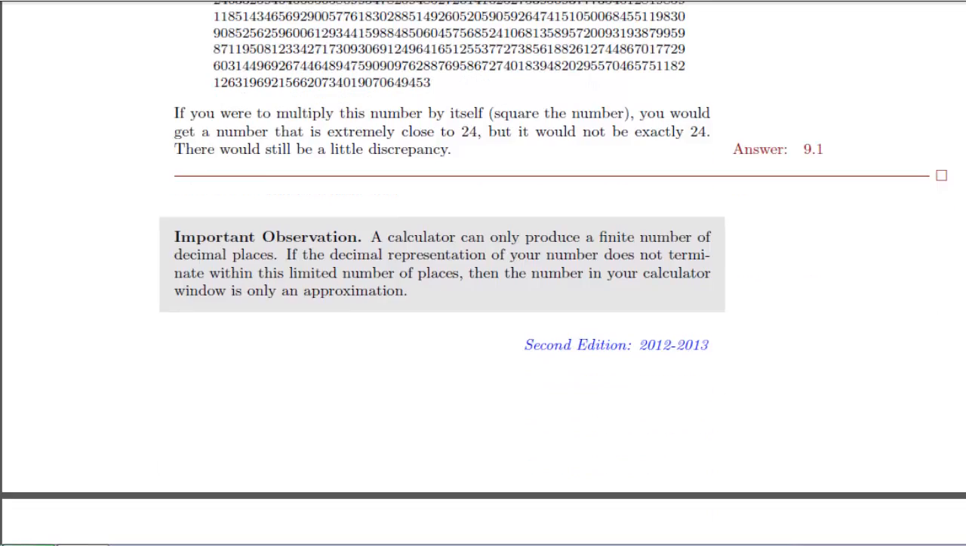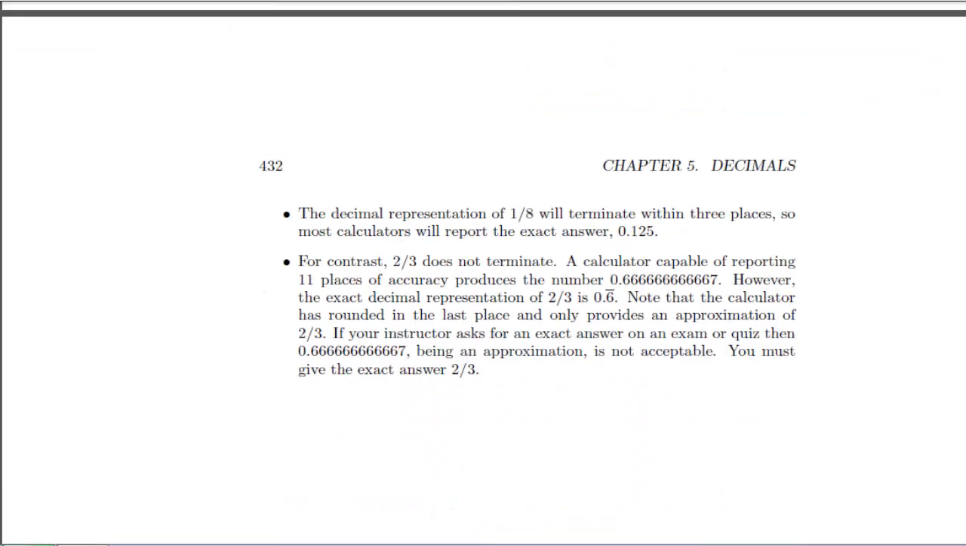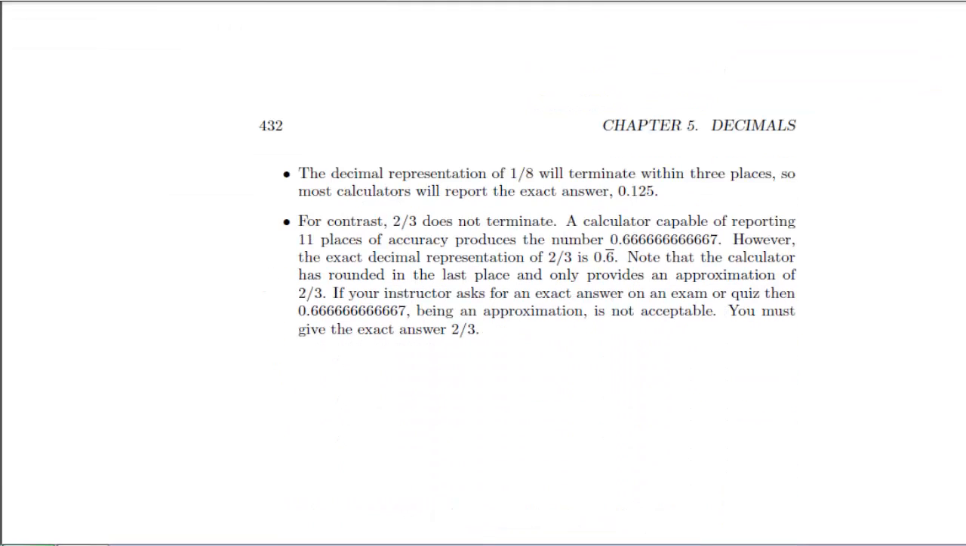Important observation. A calculator can only produce a finite number of decimal places. If the decimal representation of your number does not terminate within this limited number of places, then the number in your calculator window is only an approximation. The decimal representation of 1 over 8 will terminate within 3 places, so most calculators will report the exact answer 0.125. For contrast, 2 over 3 does not terminate.